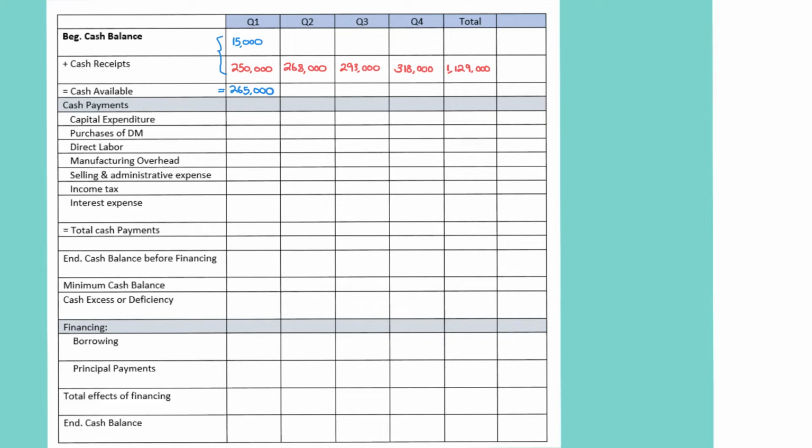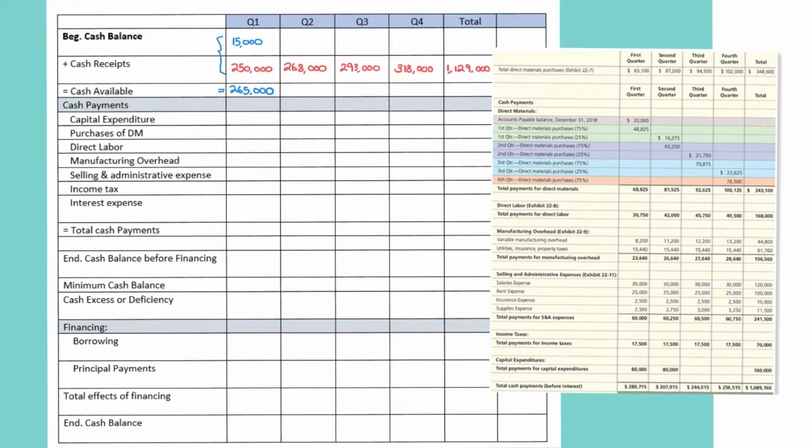Now, the cash payment section. I'm going to go to the cash payments budget. So this is the cash payments budget. Cash payments for capital expenditures is here, this one. It's going to be 80,000 in quarter 1, 80,000 in quarter 2, nothing in quarter 3, nothing in quarter 4, so the total will be 160,000.